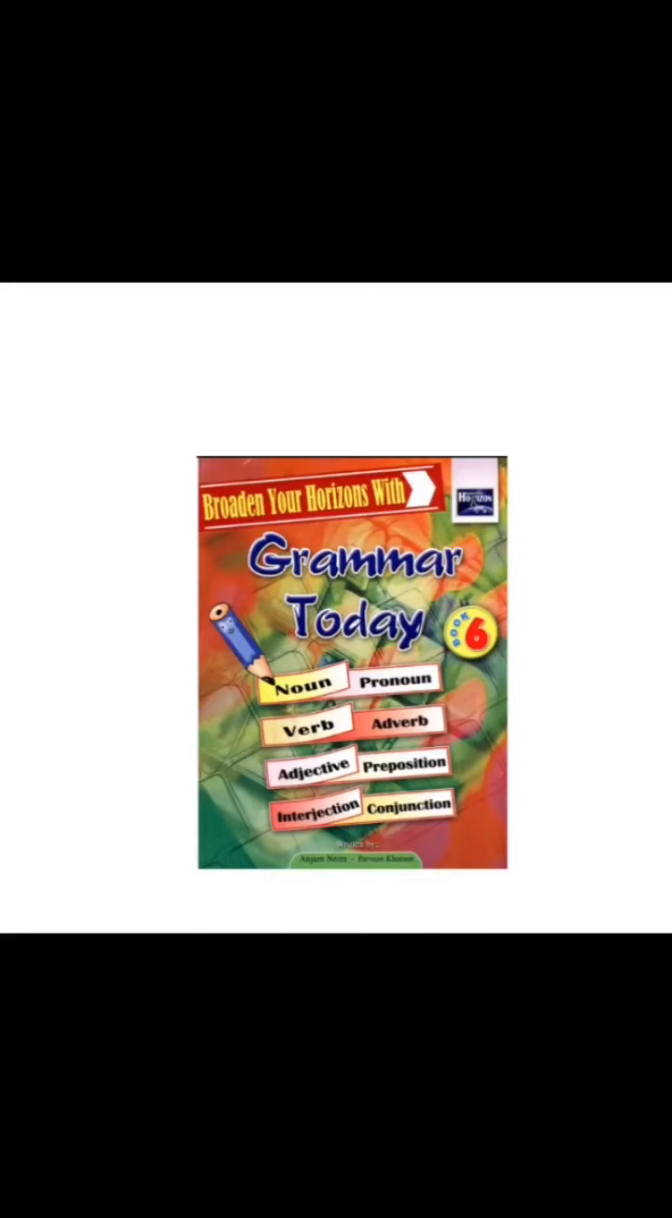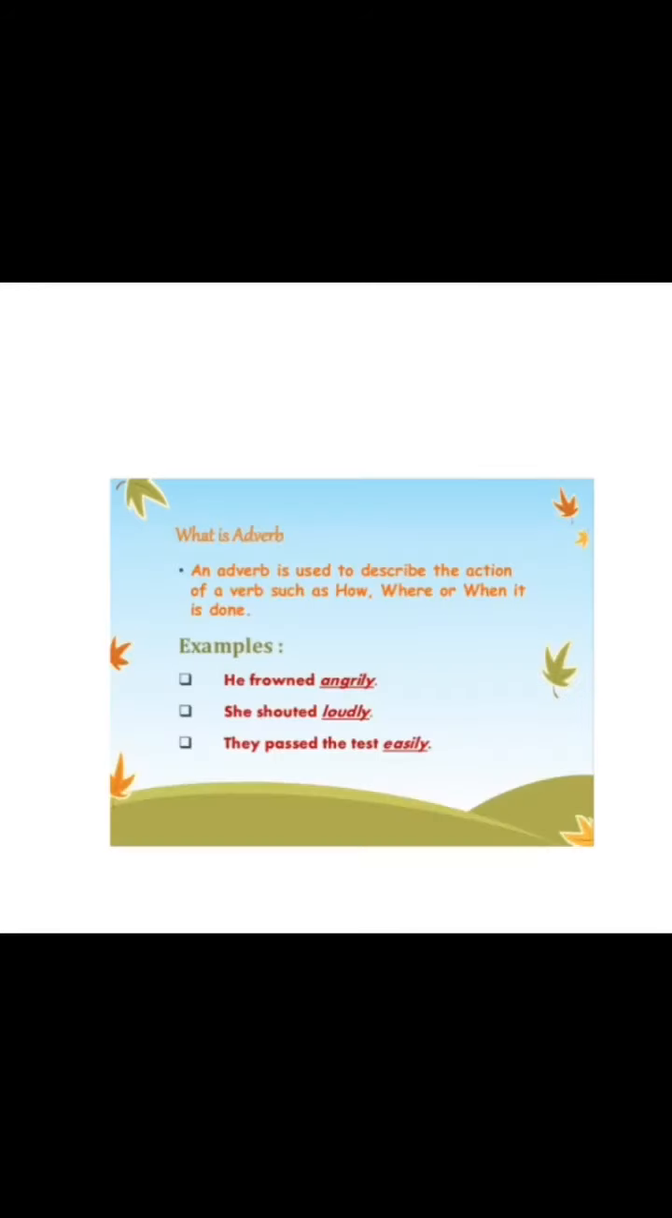And what we are going to do today is adverb. So what is an adverb? An adverb is used to describe the action of a verb, such as how the action took place, where the action took place, or when the action is done. So an adverb tells us about the manner, the place, and the time of a verb, of an action. For example, he frowned angrily.